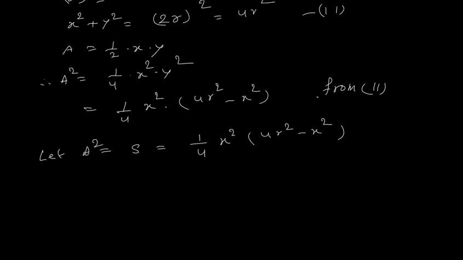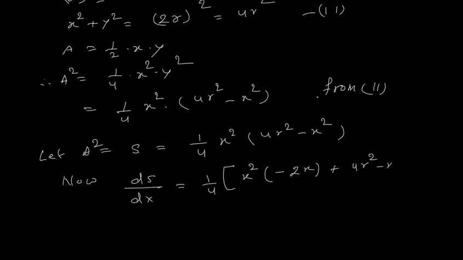Now I will differentiate this on both the sides. So I will get ds upon dx will be 1 upon 4, I will write as it is. Here I will use u into v. So here it is x square into derivative of 4r square minus x square, which is 0 minus 2x, plus 4r square minus x square into derivative of x square, which is 2x.